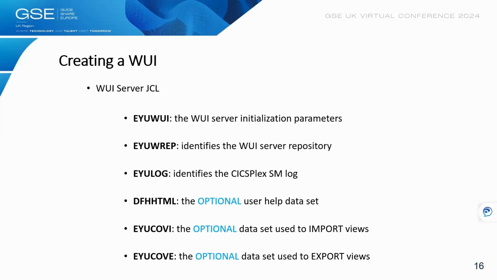So when you create the WUI server, the JCL has to have a couple of DDs, and some of them are optional, right at the bottom.